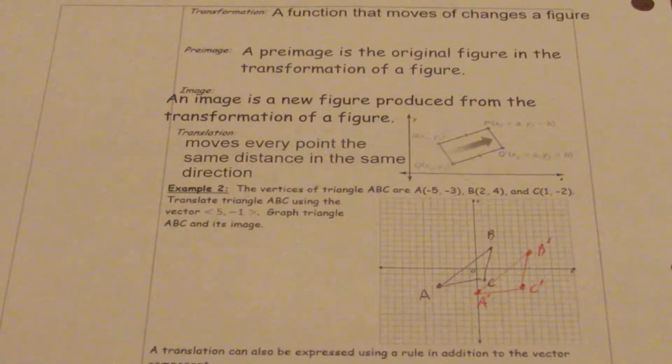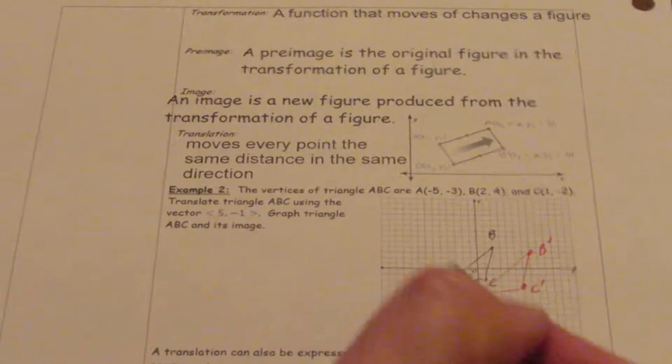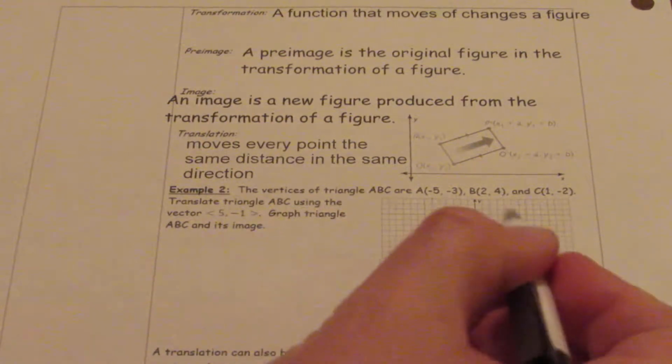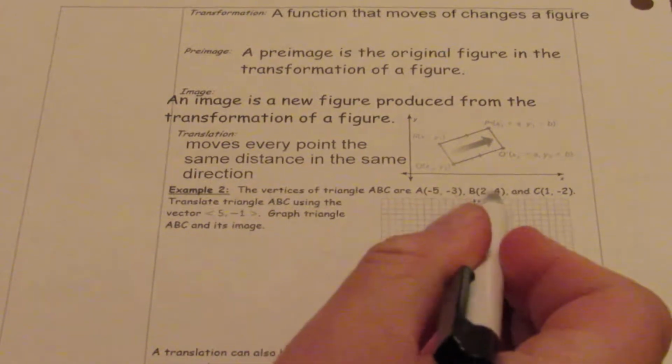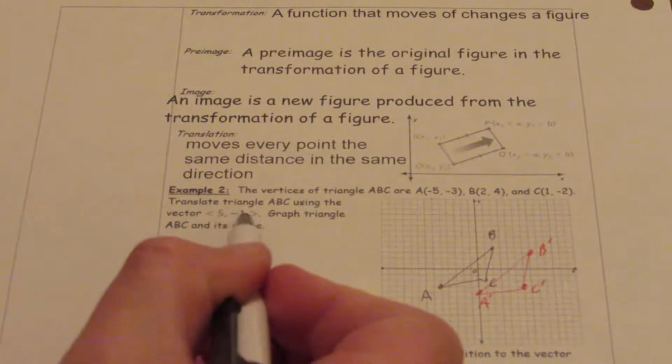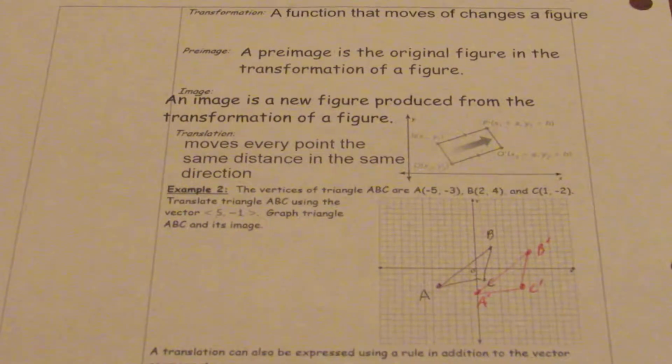And so I already have the two graphs on here. The black is your pre-image. That's your original. Okay, so I have A, B, and C that are at the given points. Okay, then I'm moving 5, -1. There's a couple ways we can do this.